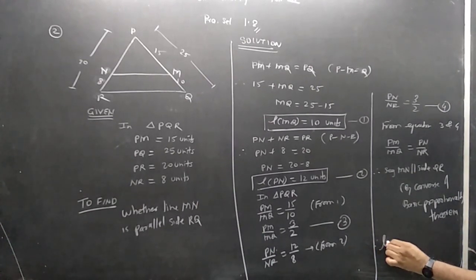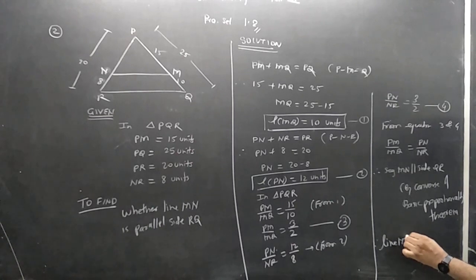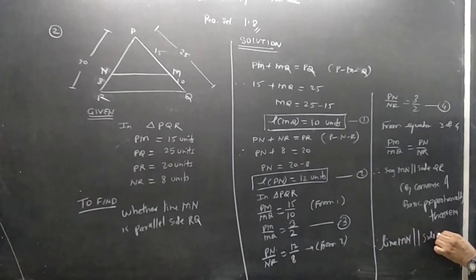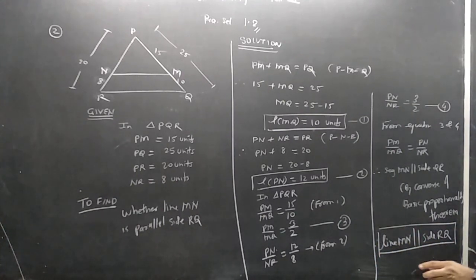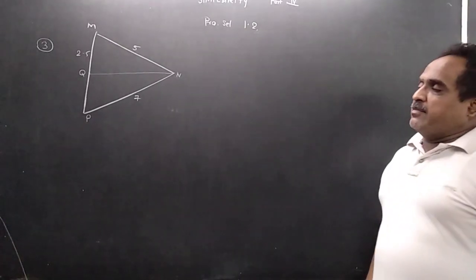Therefore, line MN is parallel to side RQ. This is the final answer. Comment on this. See question number 2 now.